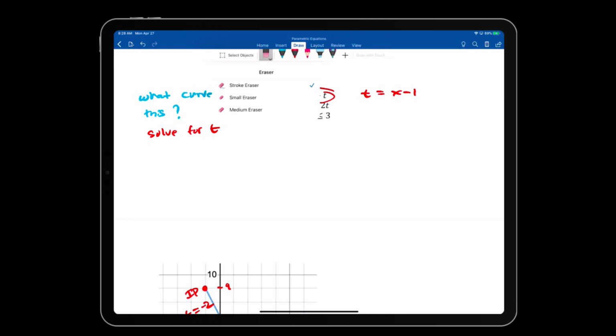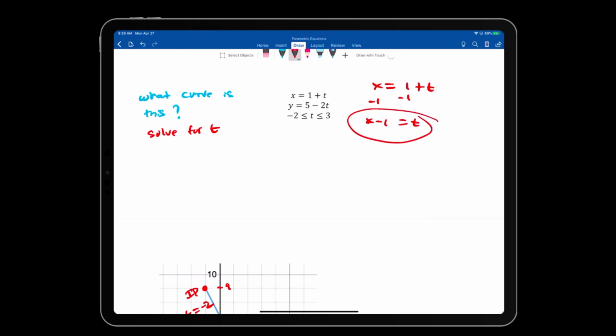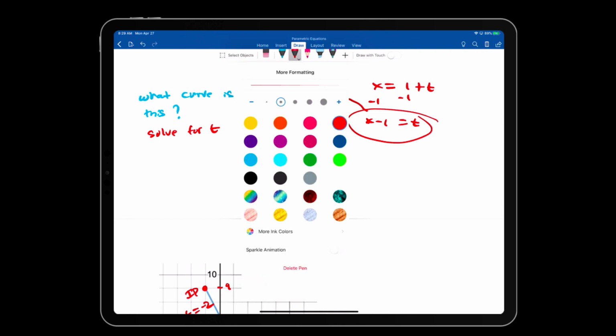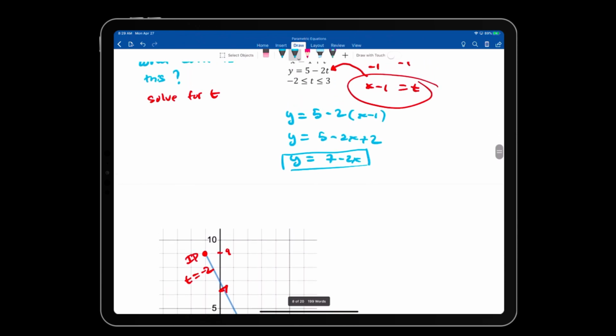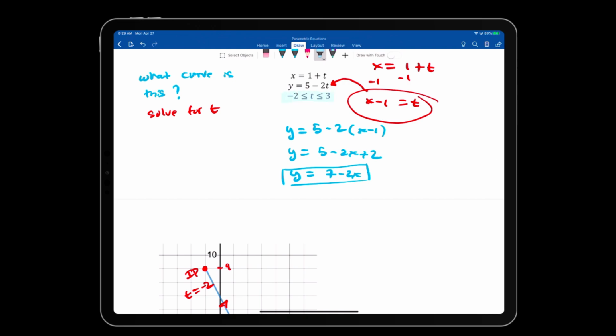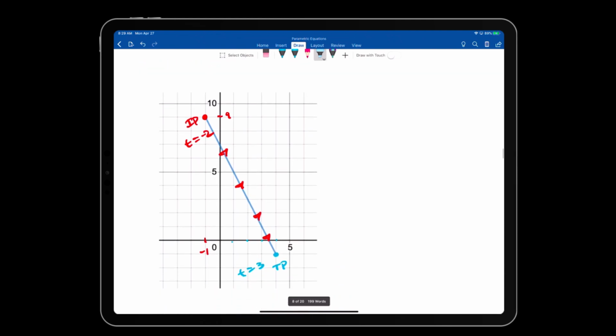So if t is x minus 1 for this first equation here, right? Start here. This is what I'm saying. Now you're going to go back and substitute for t in this equation. When you do that, you get y equals 5 minus 2 times (x minus 1). 5 minus 2x plus 2, or you get y equals 7 minus 2x. So this is a linear equation, ladies and gentlemen. It's a line, but this is a line segment. It's a line segment because they're saying this is only good from -2 to +3 in terms of that t value. So that will define this particular line segment that you guys see here.